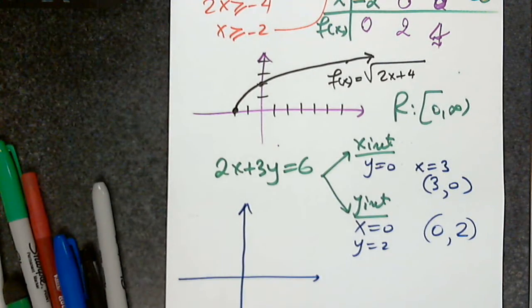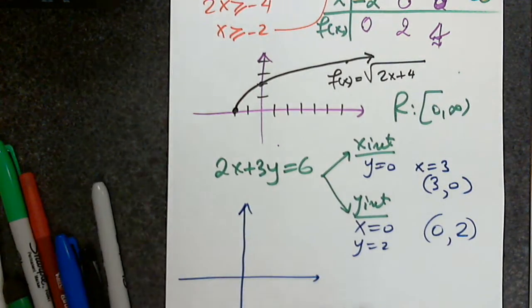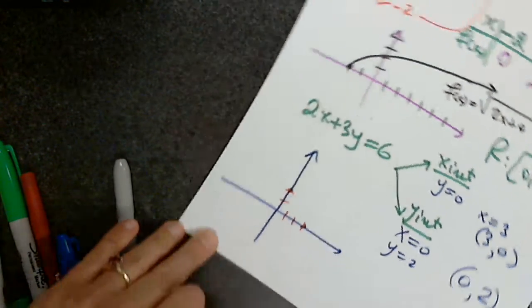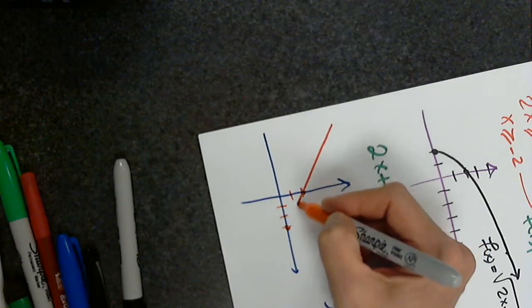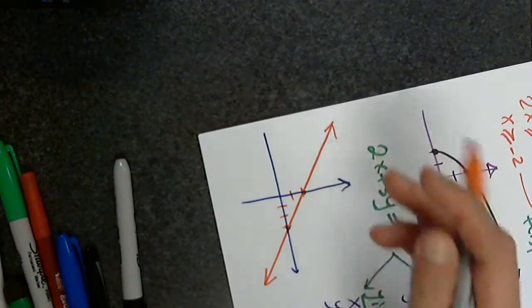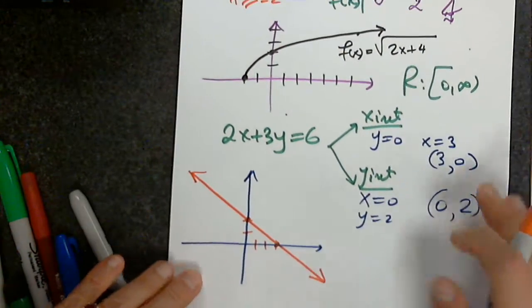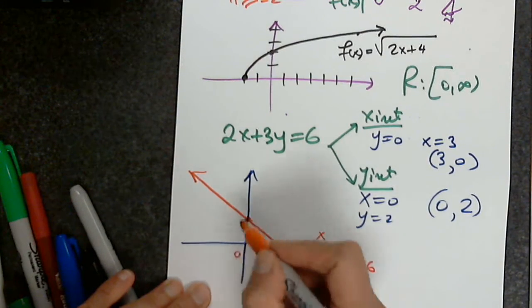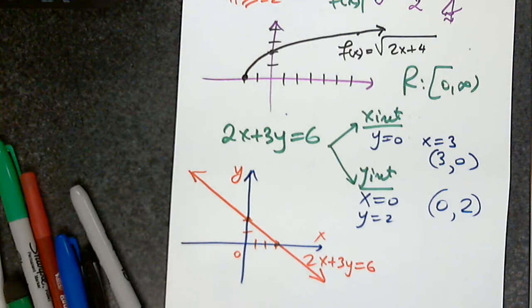So I plot 3, 0 and 0, 2. Connect the line, extend, put arrows, write the name, which is 2x plus 3y equals 6, x, the origin, and the y. And this is it. Okay.